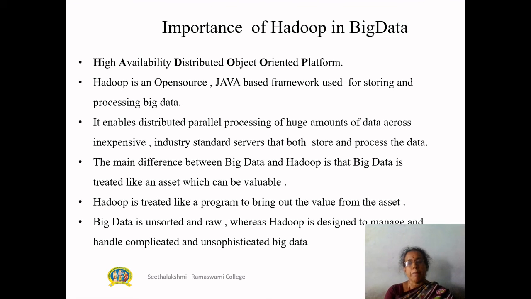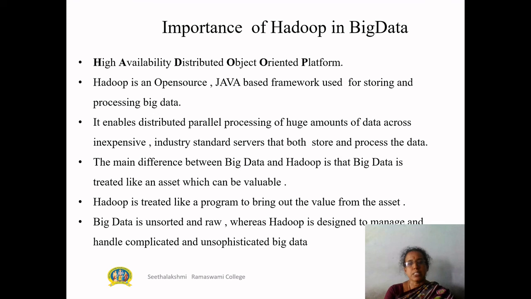Importance of Hadoop in big data. Hadoop is a high availability distributed object-oriented platform. Hadoop is an open source Java-based framework used for storing and processing big data. It enables distributed parallel processing of huge amounts of data across inexpensive, industry standard servers that both store and process the data.